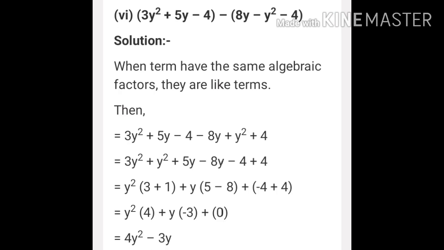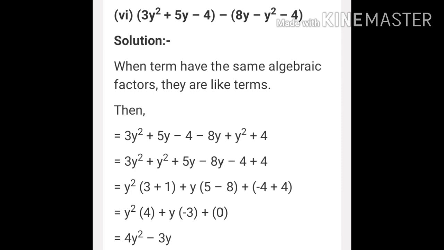Now next part is sixth part. Here are two brackets given with the sign of subtraction, children. So if the sign of subtraction is there before the bracket, when we are going to open it, definitely all the signs within the bracket will change. Minus will become plus and plus will become minus. Always remember. So let's start the solution.